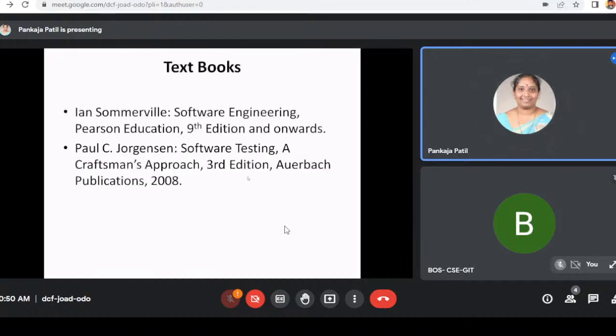Here we have 3 textbooks: software engineering, which covers unit 1, and software testing by Paul Jorgensen, which covers units 2, 3, 4, and 5. Right? Unit 1 is covered in the first book, and the remaining 4 units are covered in the second book. So these are the textbooks we are going to use, and there are some reference books which are mentioned in the syllabus. You can even make use of those books.